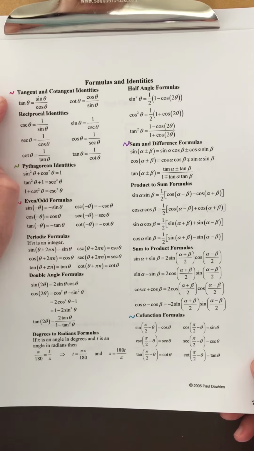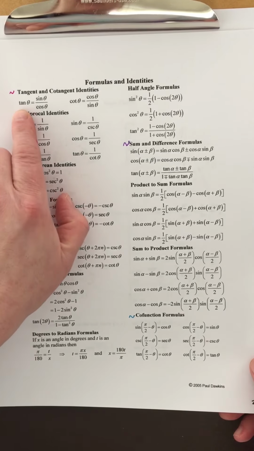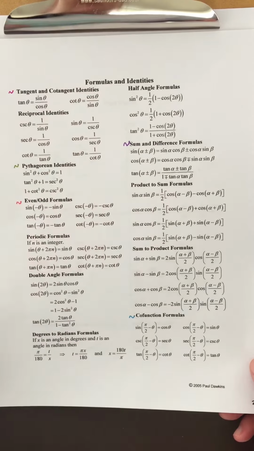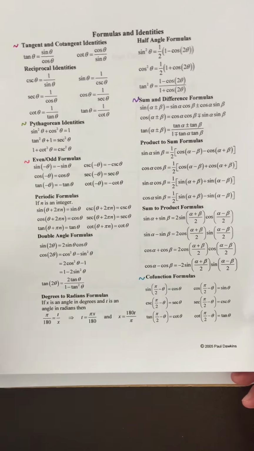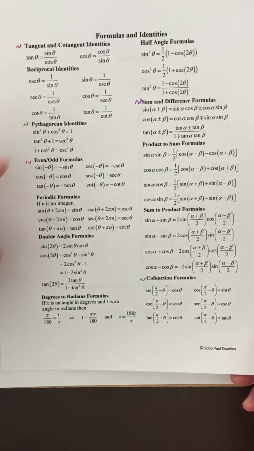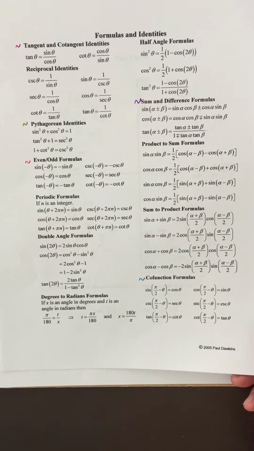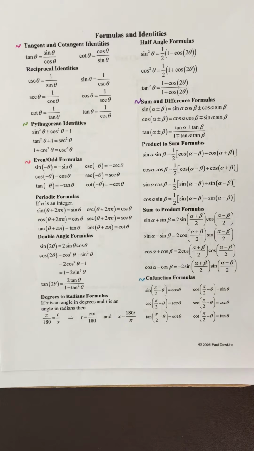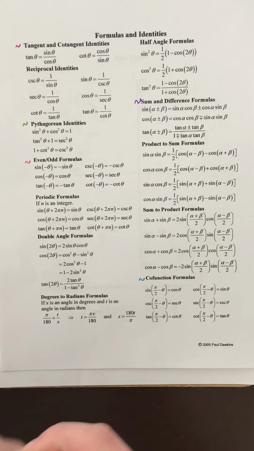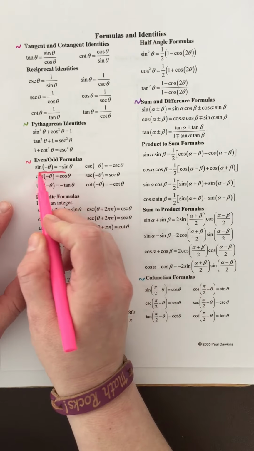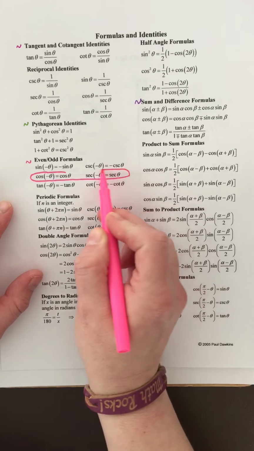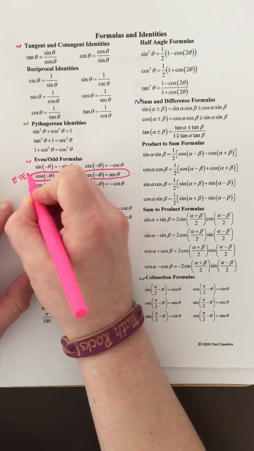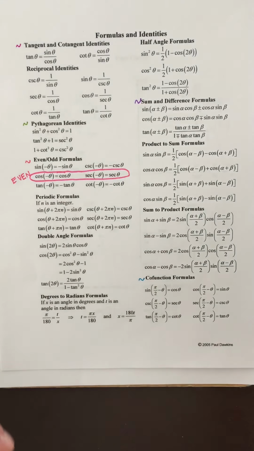You have the quotients here, tangent of theta is sine over cosine, cotangent of theta is cosine over sine, and then of course the Pythagorean identities, especially sine squared plus cosine squared equals 1. The even and odd trig functions, and you can see here that cosine and secant are the only ones that are going to be even. The rest of those are odd.